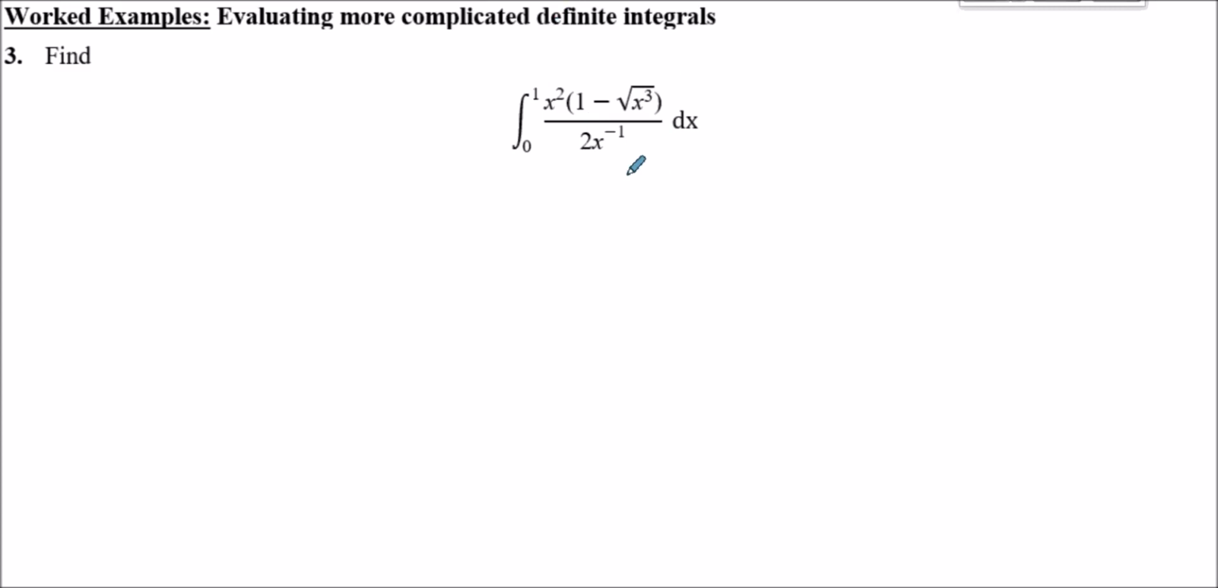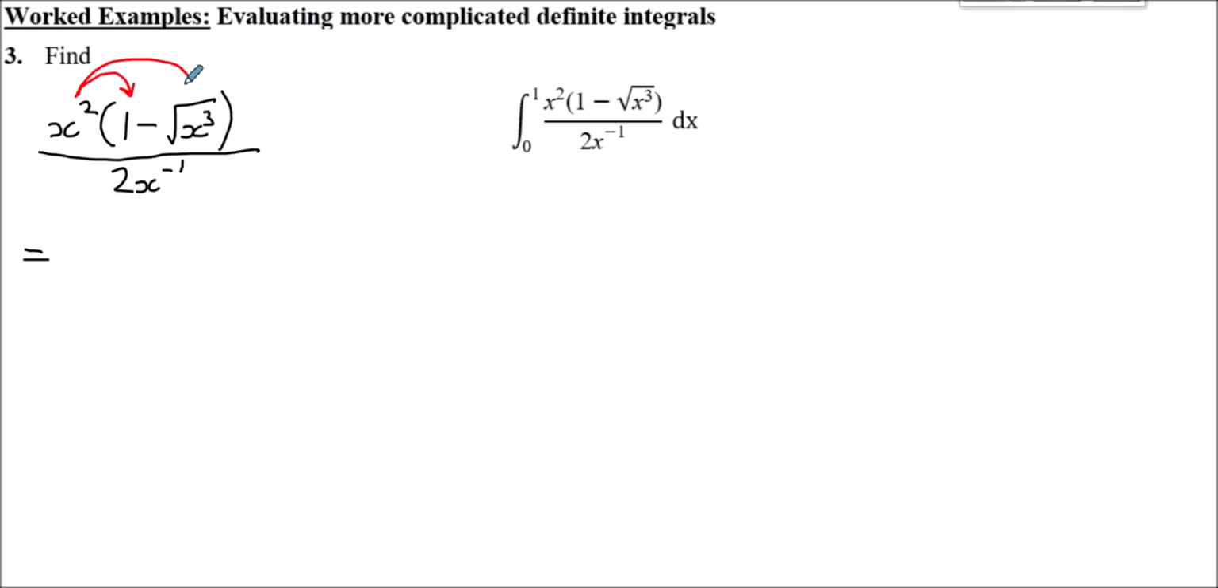Okay, so what I'm going to suggest we do first of all is just take this thing here, the integrand, and just neaten it up, because right now this is pretty ugly. So I'm just copying it out here. We've got x squared, brackets 1 minus the square root of x cubed, all over 2x to the minus 1. First of all, I'm going to suggest we expand this out. So x squared multiplied by 1 gives us x squared. Then x squared multiplied by the square root of x cubed.